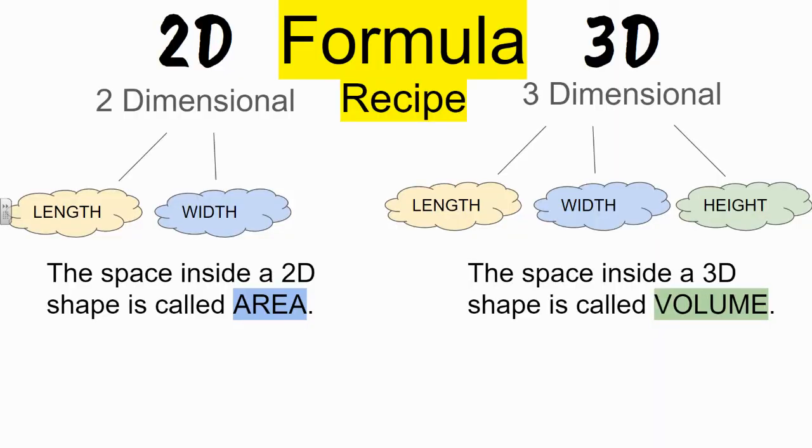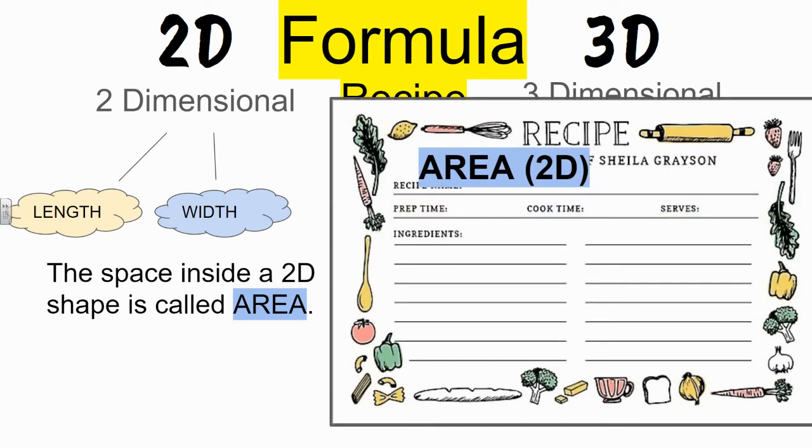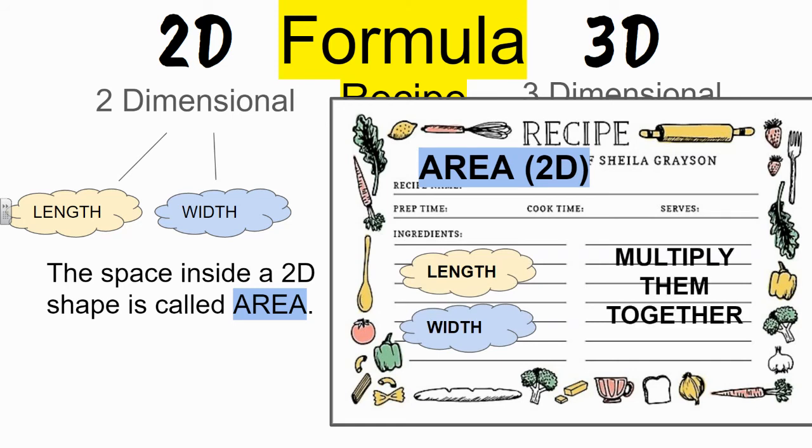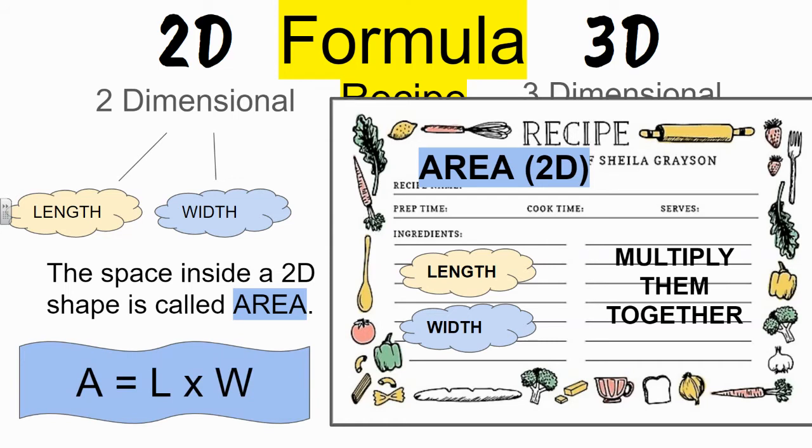The same thing kind of works with math formulas. That's why I think about them as recipes. Let's think about this for area for a minute. Area is measuring the space inside a 2D, two-dimensional shape. So my ingredients are actually going to be the two dimensions, the length and the width. And the directions that I'm going to do to find the area is I'm simply going to multiply them together. So the formula for area is simply area equals the length times the width.